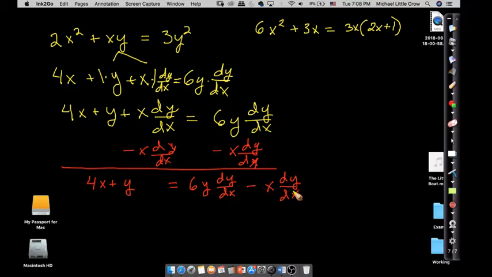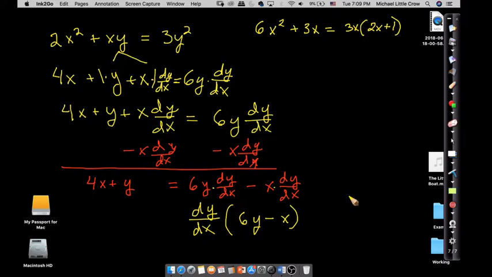Down here, what is the common factor? Because remember, these are being multiplied, right? What's the common factor? dy/dx. So what we do is factor out dy/dx, and what's left behind is 6y minus x.